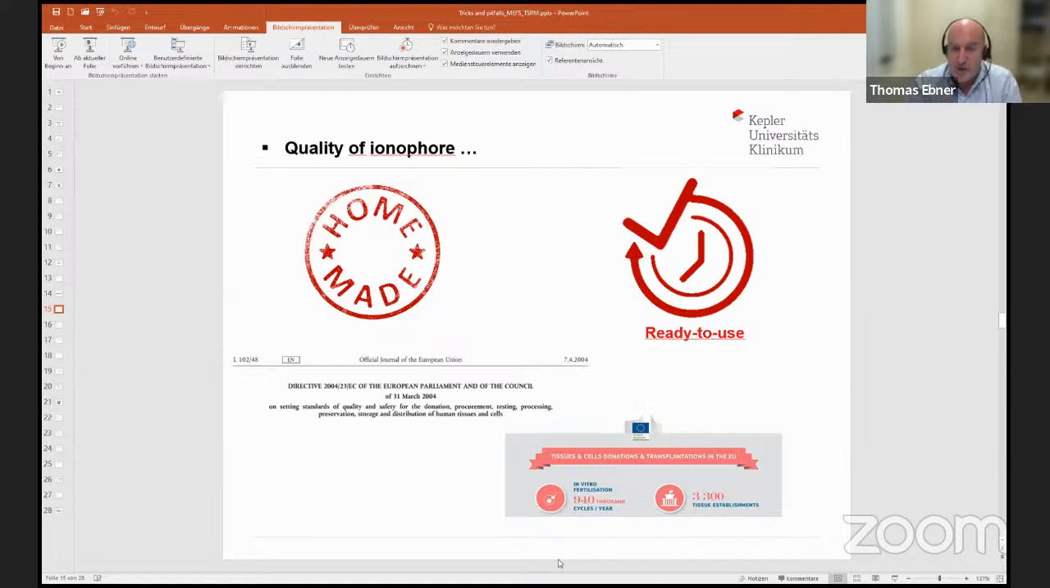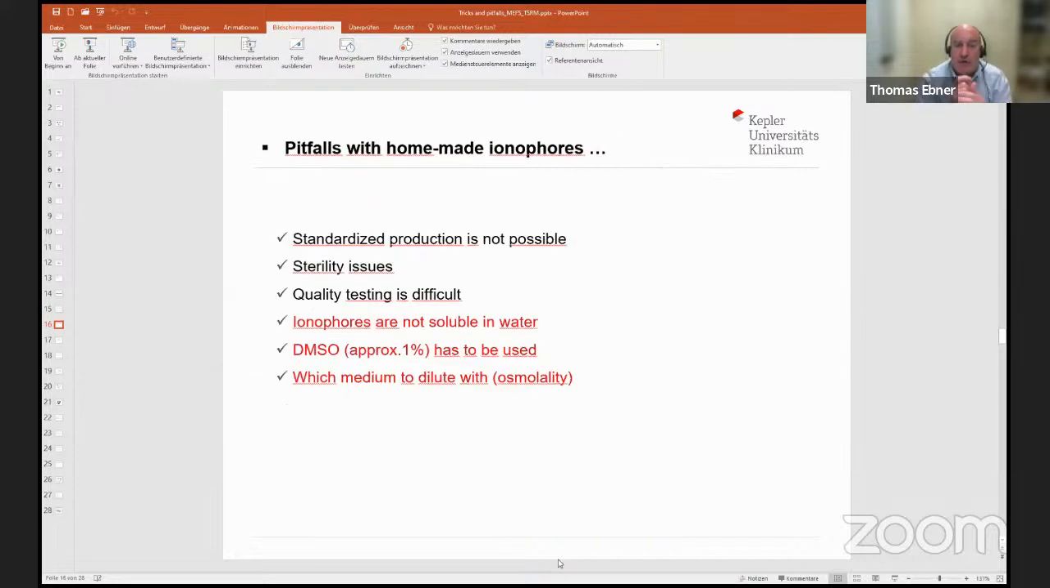The ionophore I'm talking about is only CE marked as an IVD, in vitro diagnostic. It's not a class 2 medical product, not yet, I should say. So the company, I think, is working on that. But definitely, there is no recommendation in the tissue directives to mix it on your own, but you can do so. But there are some pitfalls.